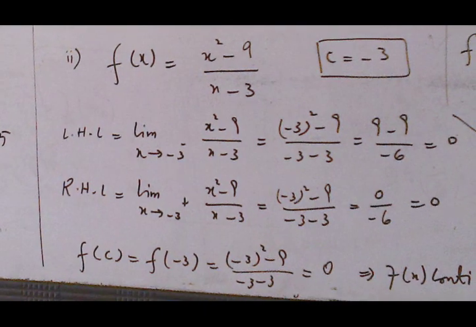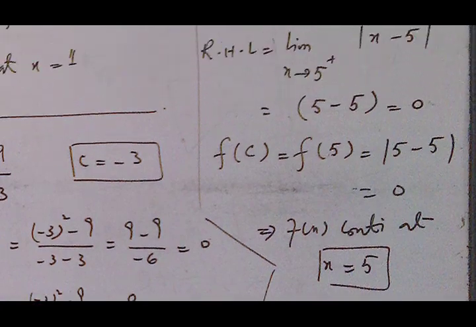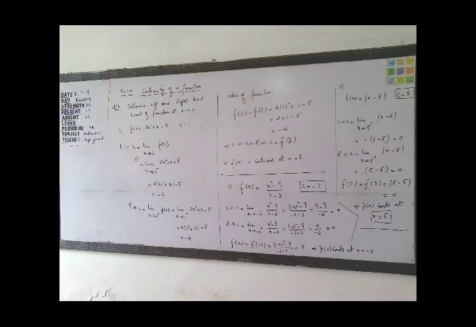Now again in this question, we put x tends to minus 3. For the left hand limit it gives 0, and for the right hand limit it also gives 0, and for f of c it also gives 0, therefore the function is continuous.